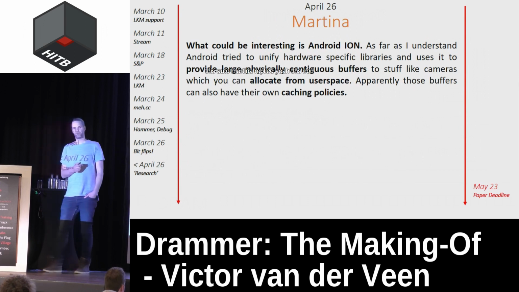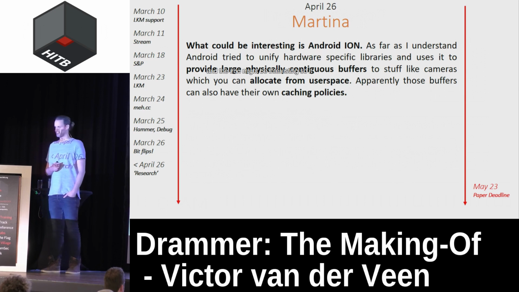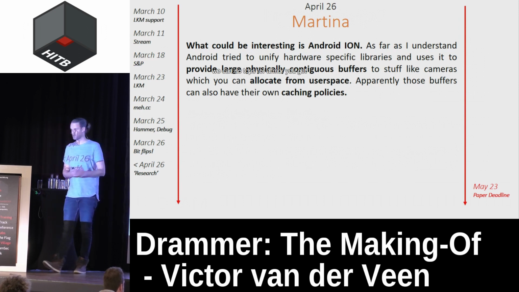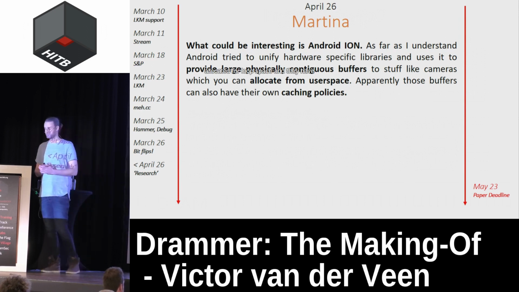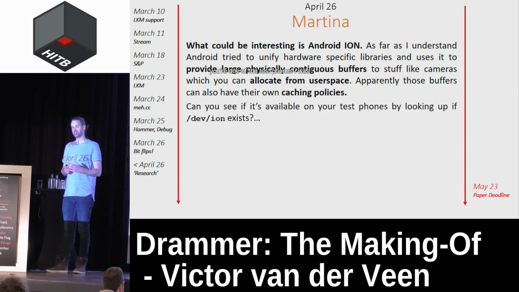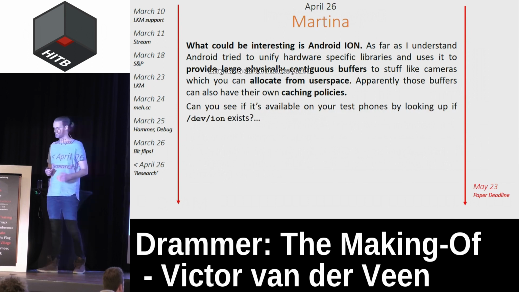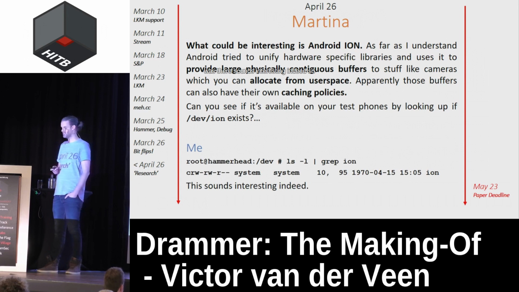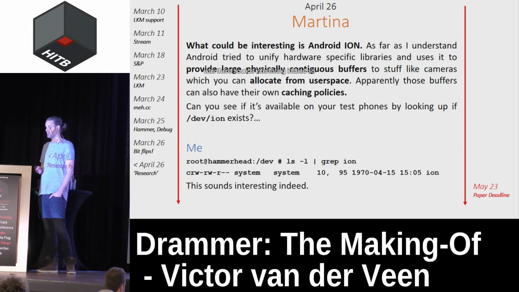Until Martina replied, yeah, this Ion, Android Ion, might be interesting. So it provides large, physically contiguous buffers. Physically contiguous is good, so we can do double-threaded Drammer. And you can allocate them from user space, and they have their own caching policies. So it looks like everything is there. Can you see if one of the test phones I was using has this dev Ion interface? Yeah, it was there. Sounds interesting indeed.